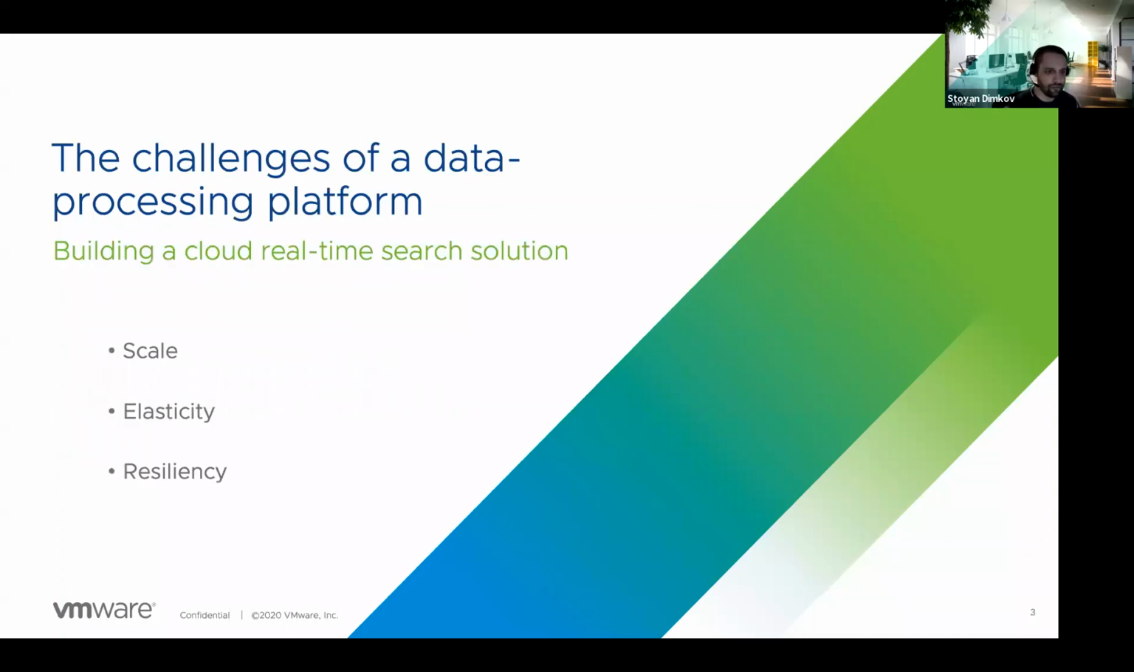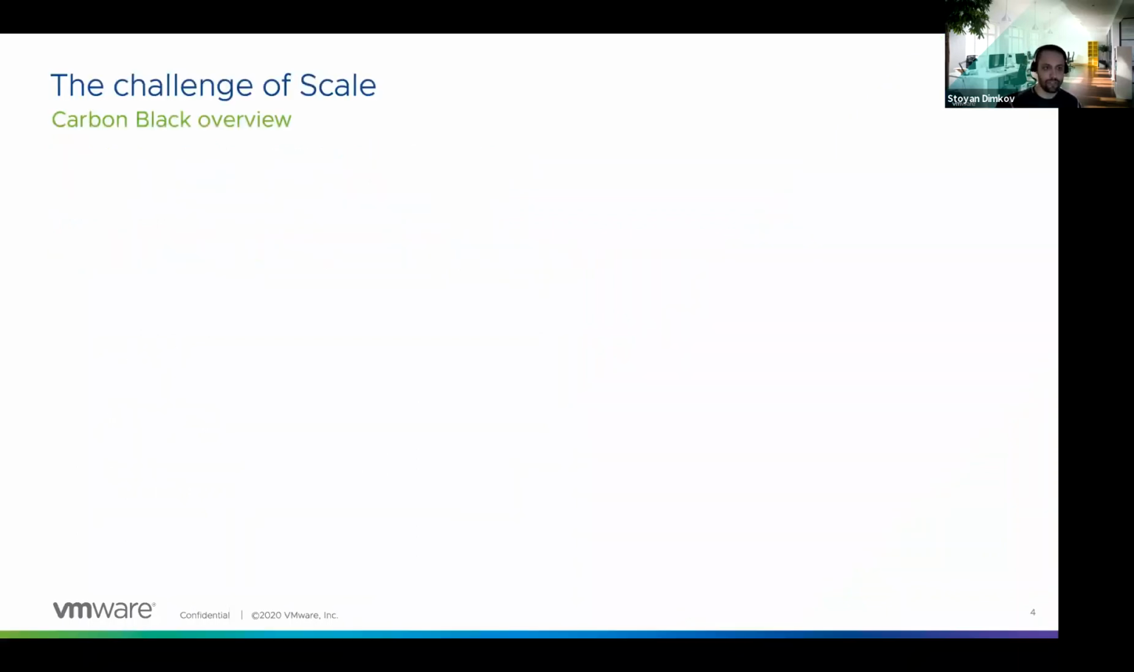So the challenges of data processing platform. Well, to be more specific, me and my team, we've been building this real-time search solution for a while now, and the original first versions used to be on-premise, and that's slowly and gradually evolved to a system in the cloud. And over the course of different designs and trial and error, we have distilled some set of problems and challenges that we faced, and some of which we keep on facing. So what I want to do right now is go over these problems and challenges categorized in three sets: scale, elasticity, and resilience. So let's talk about scale.